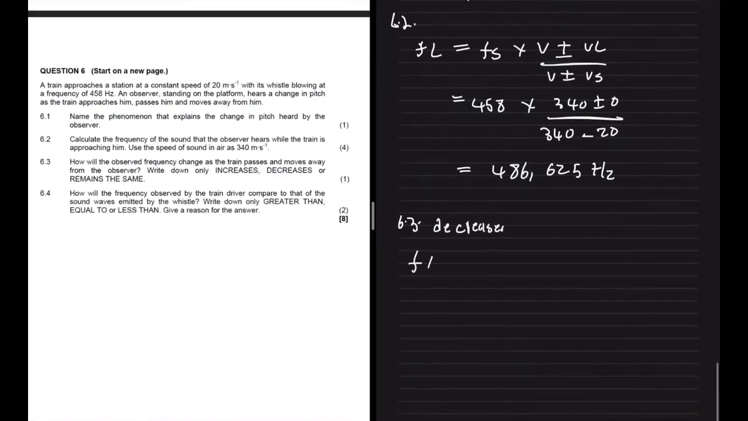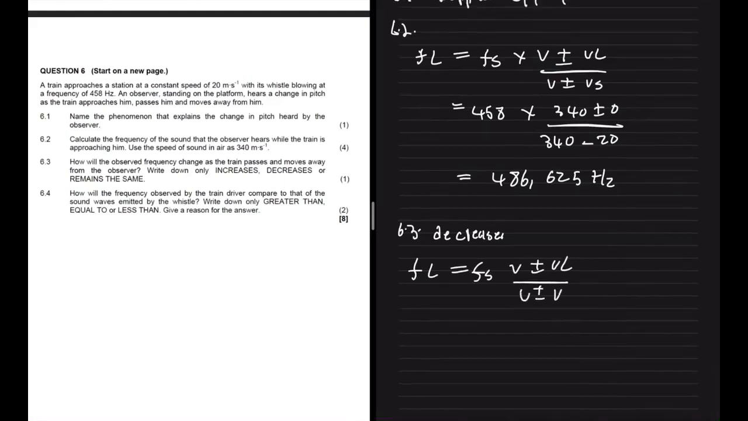Let's go back to the formula. FL equals Fs times V plus or minus VL, divided by V plus or minus Vs. When it's moving towards, on the denominator we have a subtraction of Vs, right? So if you keep the numerator the same and you decrease the denominator, the number goes up. So when it's approaching, FL goes up. When it's moving away, we have an addition on the denominator. So you keep the numerator the same and you increase the denominator. The overall number goes down.